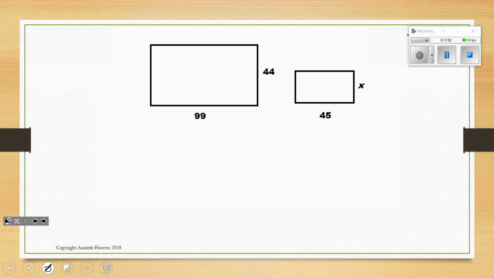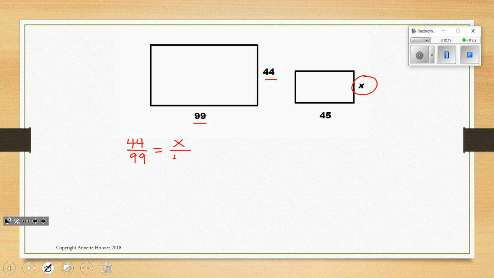We do this a lot with shapes to find the missing side of a shape. This happens to be rectangles. You could actually set this up two different ways. I'll show you both ways, but you're going to get the same answer. Okay, so we're looking for side x over here. So I could take the bigger one and set up a ratio of small side to long side, 44 to 99. So when I do the next one, I want to do short side to long side, and that would be x over 45.